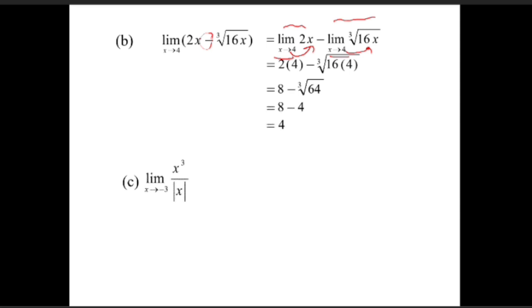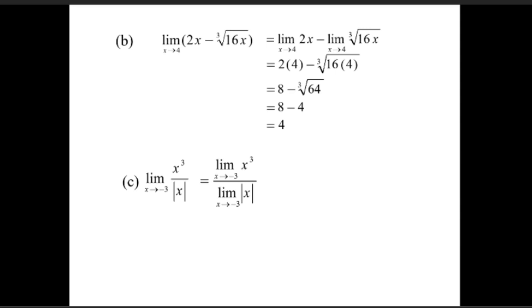Look at example C. Remember in tutorial 1, when there is an absolute value function, I separate it into a piecewise function. But why for this question am I not going to separate it? That's because when I substitute the value negative 3 into the x's, I do not get 0 over 0. So I can still get the value of the limit. So there's no need to separate this absolute x into a piecewise function.